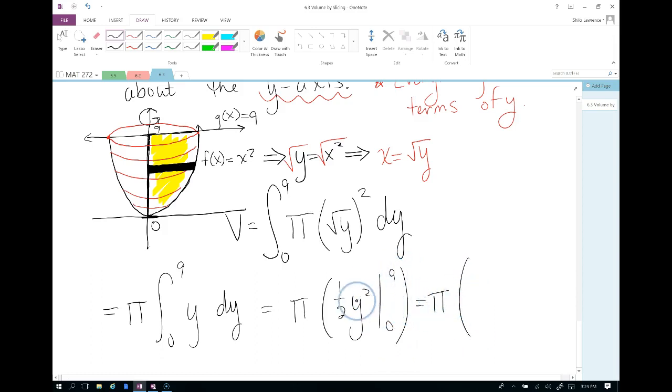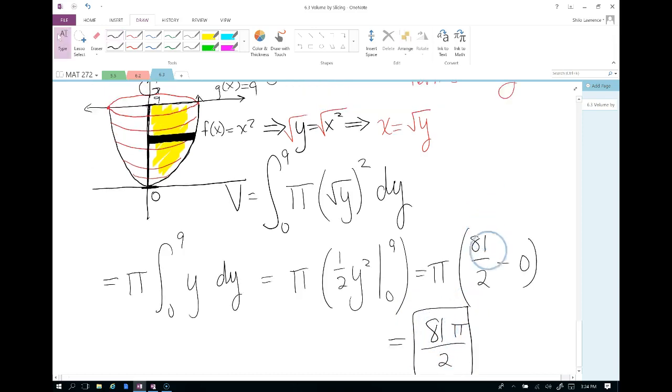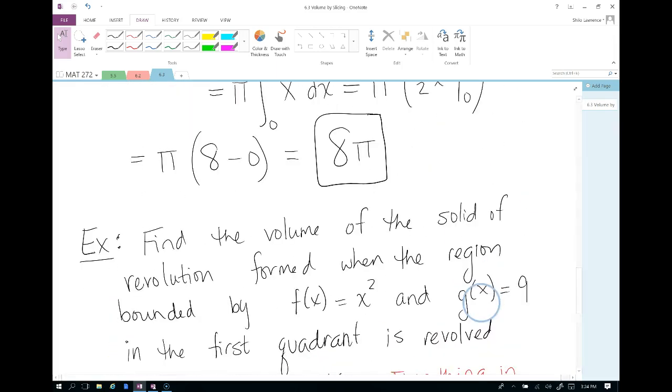So if you plug in 9 squared, that's 81. 81 divided by 2 doesn't come out to be a really nice number. It does come out to be a nice decimal. You could change it to a decimal if you want, but you'll very often see this just left as an improper fraction. If we plug in 0, we get 0. So the volume for this one is 81 pi over 2, which is 40.5 pi, which is quite a bit bigger than the last one.